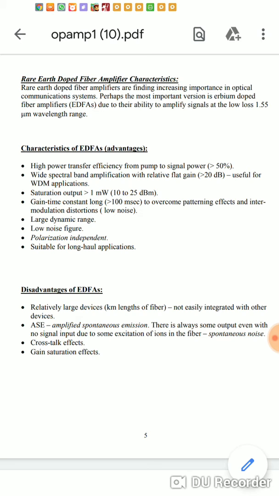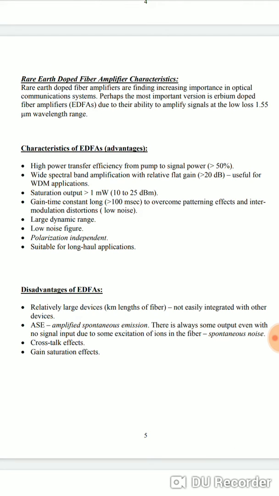Wide spectral band amplification with relatively flat gain, greater than 20 dB, is useful for WDM applications. In the next chapter we are going to see the concept of wavelength division multiplexing. As we use time division multiplexing and frequency division multiplexing for electrical signals, for optical communication we use wavelength division multiplexing. For that application, this EDFA is useful.